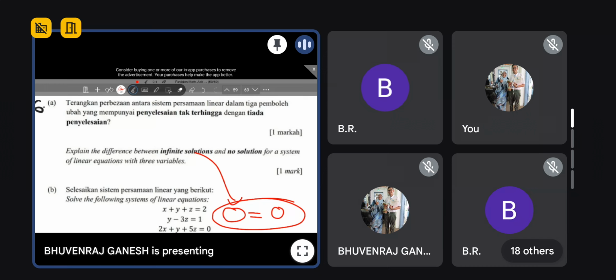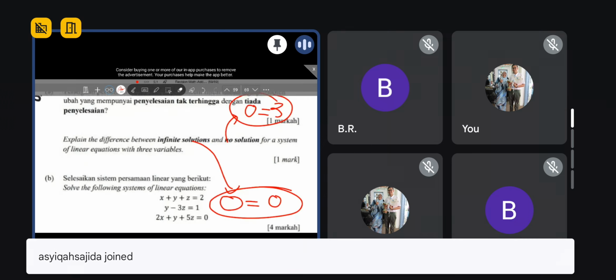Okay, so how about no solution? No solution will be something like this. No solution means you will get something like 0 equal to 3. Okay, logic kan guys, this is not logic. So this is what we call as no solution. Understand guys? So this is the main idea. Okay, but you cannot write like this. Kamu tak boleh tulis macam ni untuk jawab soalan.